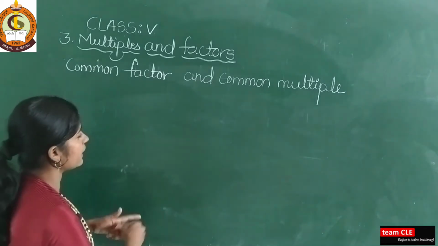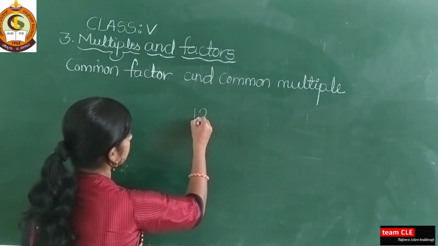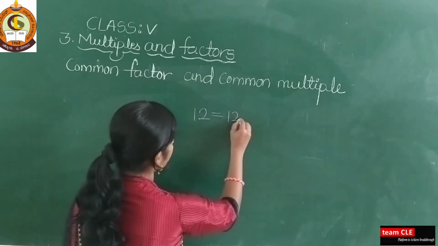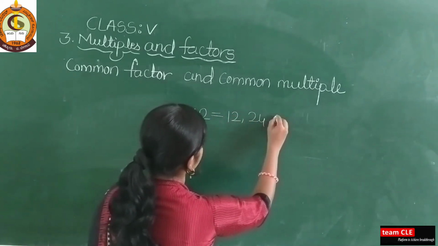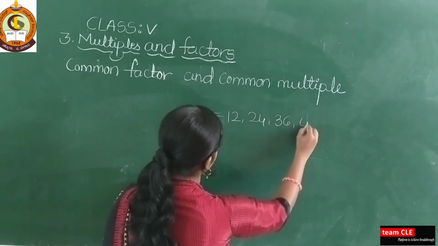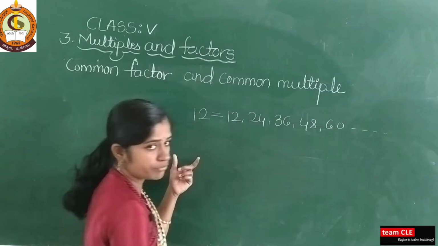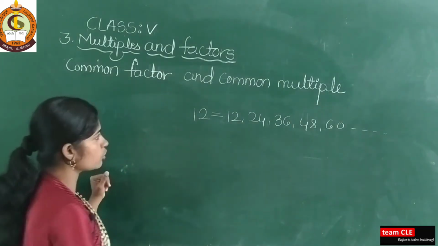So let us take one example. I will take here 12. So here multiples of 12 are 12, 24, 36, 48, 60, and so on. So these are multiples of 12. Then what are the factors of 12 here?